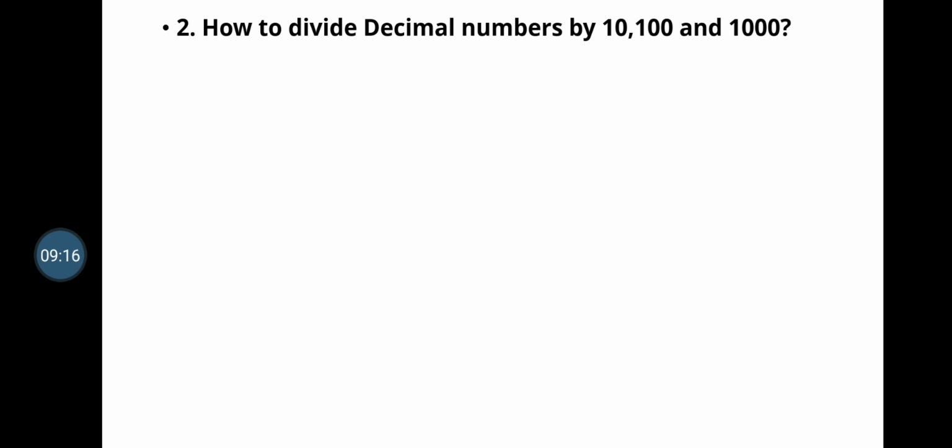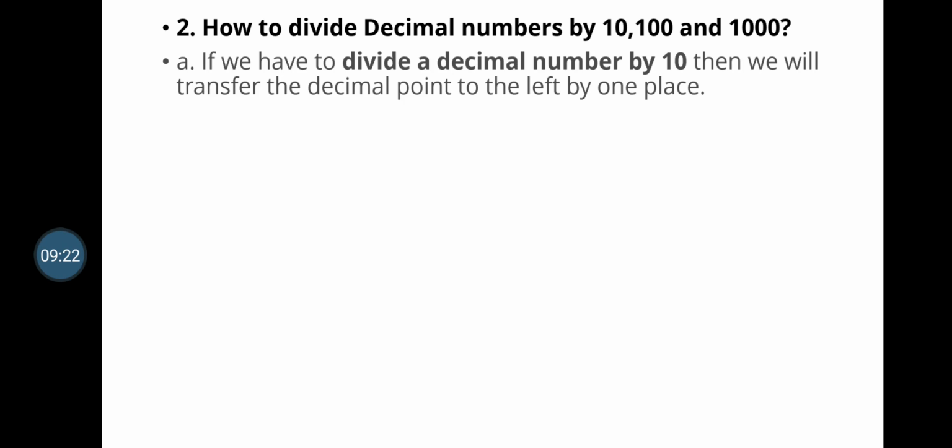How to divide decimal numbers by 10, 100 and 1000? If we have to divide a decimal number by 10, then we will transfer the decimal point to the left by one place. Okay, so it's just the reverse of multiplication. In multiplication, it will jump to the right by one place. In division, it will jump to the left by one place. So how many zeros are there? In 10, you have only one zero. So you have to jump one step towards the right. Sorry, left. So 5.37 divided by 10, the answer will be 0.537.